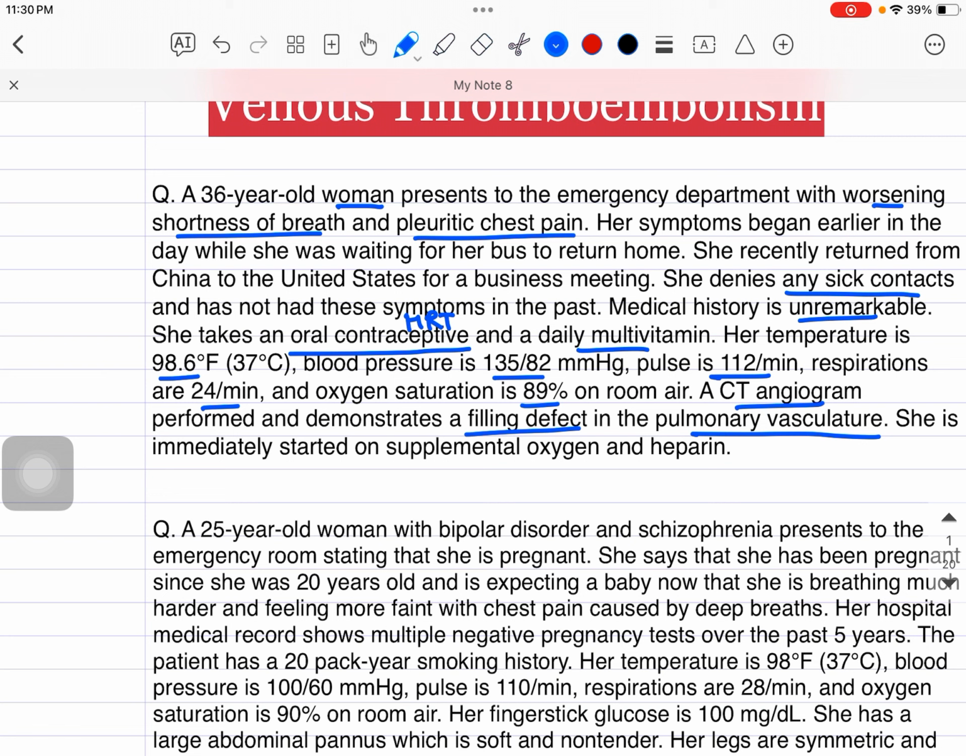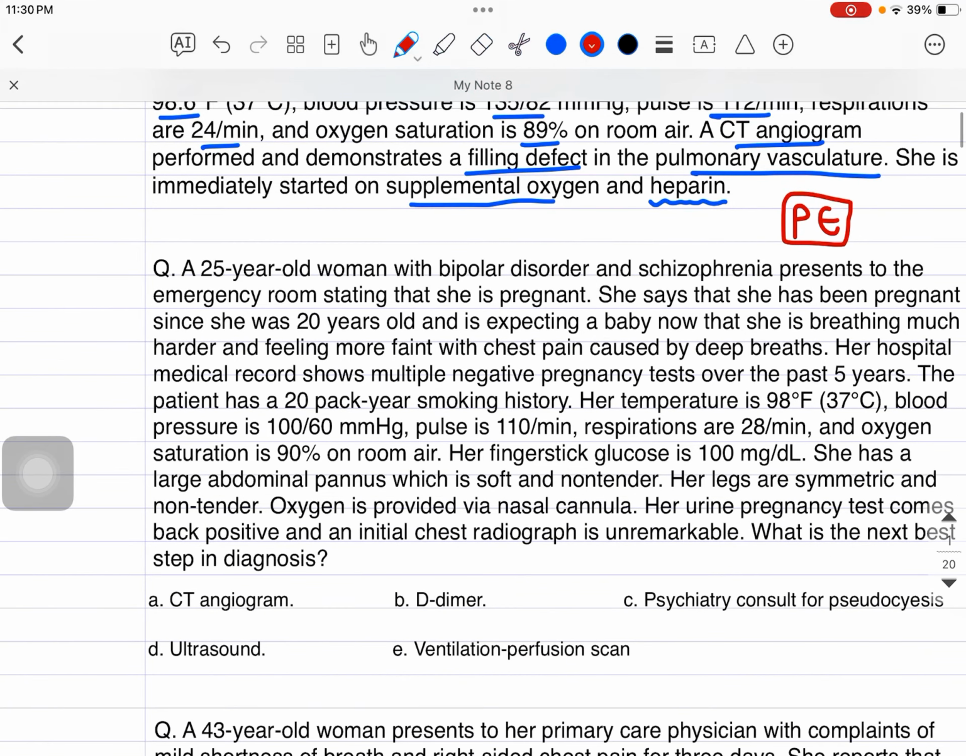Means what they are talking about over here, I hope you are not having any problem in answering this. So she is immediately started on supplemental oxygen and heparin, right? So I want to know the diagnosis over here. Yes, so that is the venous thromboembolism or pulmonary embolism, no doubt about that. Let's take on the next question.